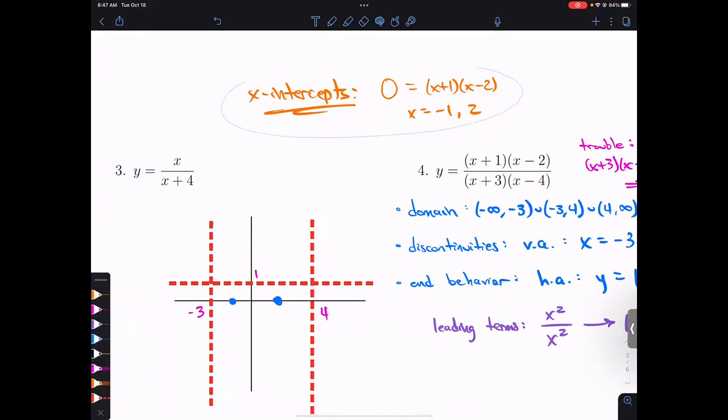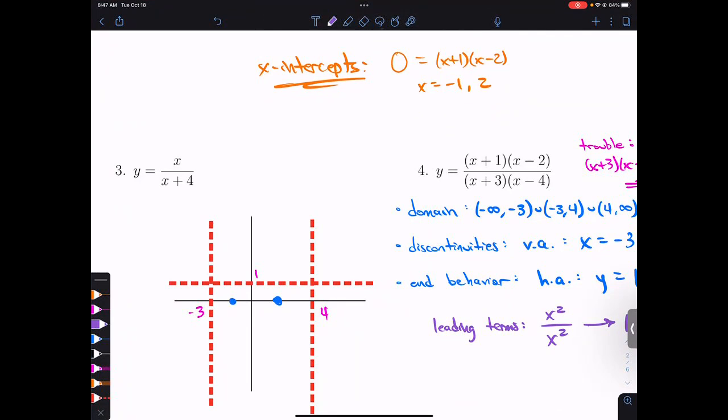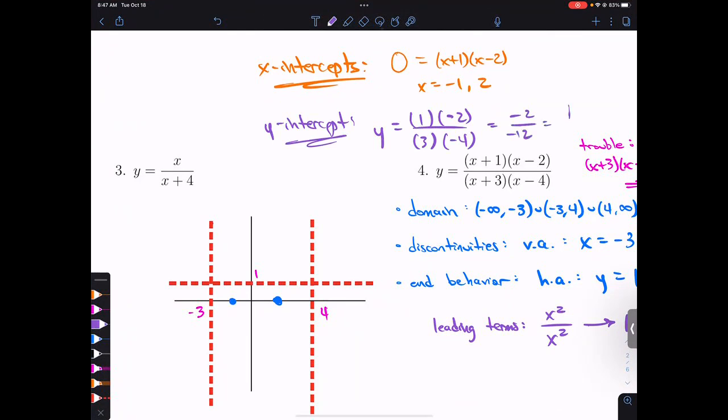How would you find a y-intercept? How do you always find a y-intercept? Plug in 0 for x. 1, -2, 3, -4, -2 over -12, so 1 over 6.